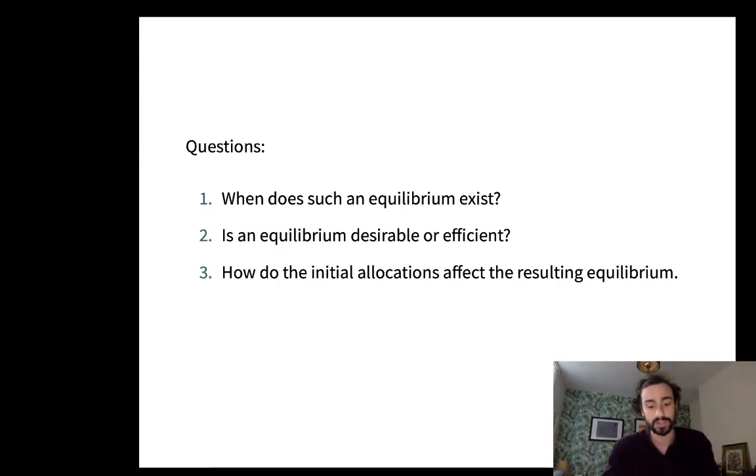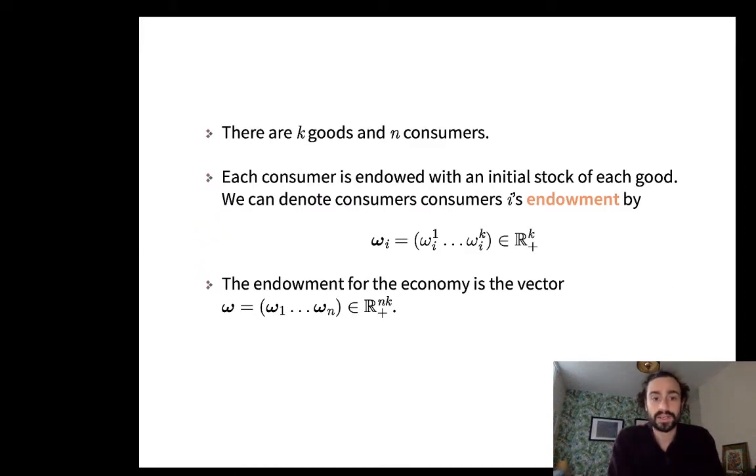So what we're going to do first is just make a mathematical model, using the tools we've already developed in this course, to analyze this in a slightly more precise fashion. So we're going to say there's K goods and N consumers. There've always been multiple goods, right? Goods 1 through K, the different dimensions of our vector space. And now we're just adding in that there's multiple consumers.